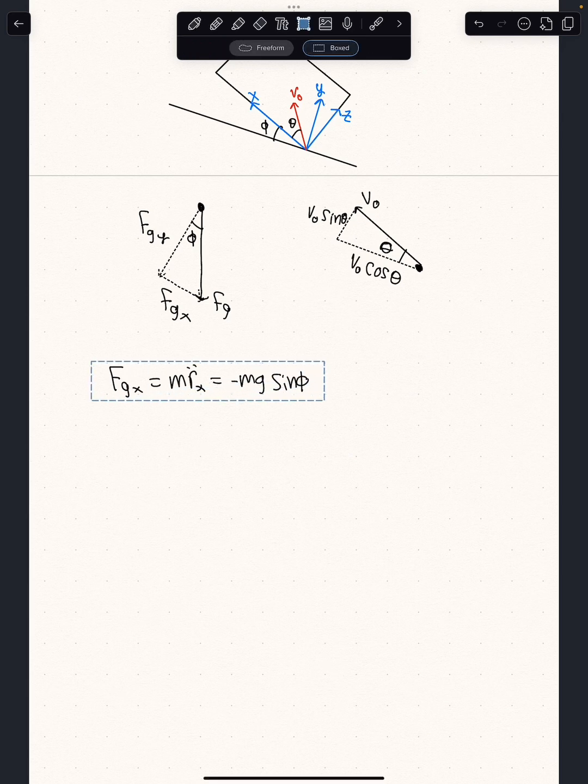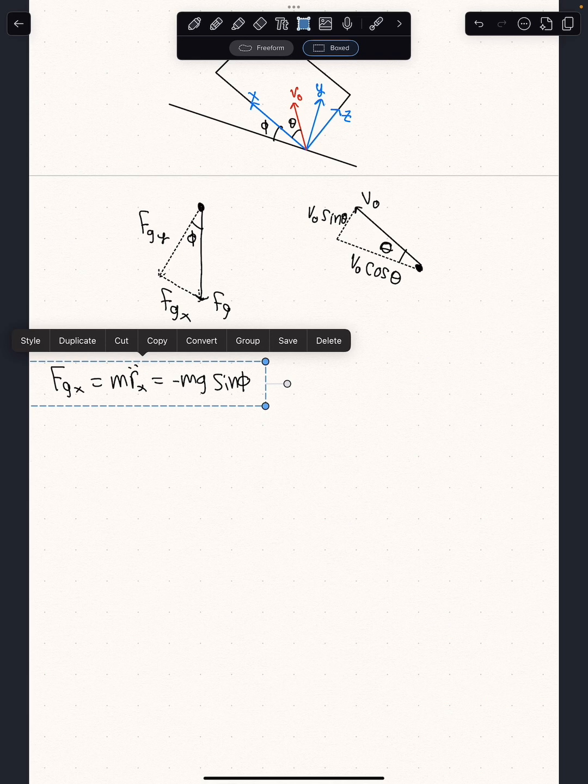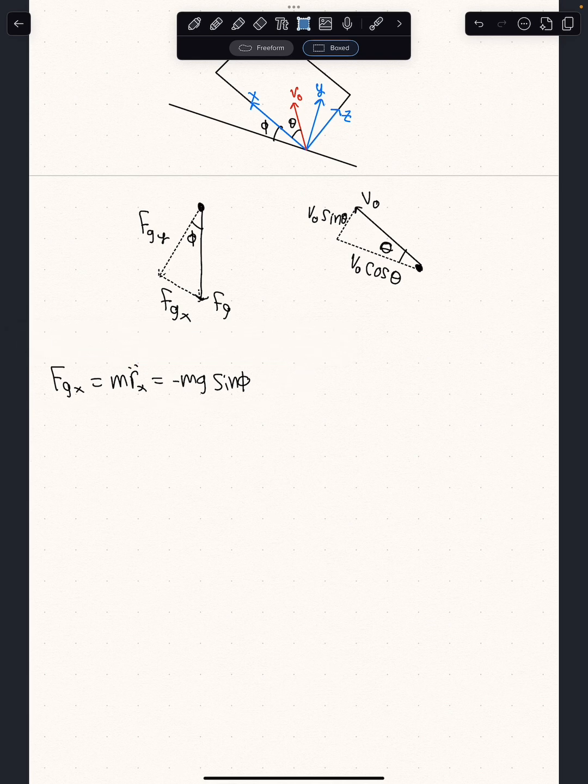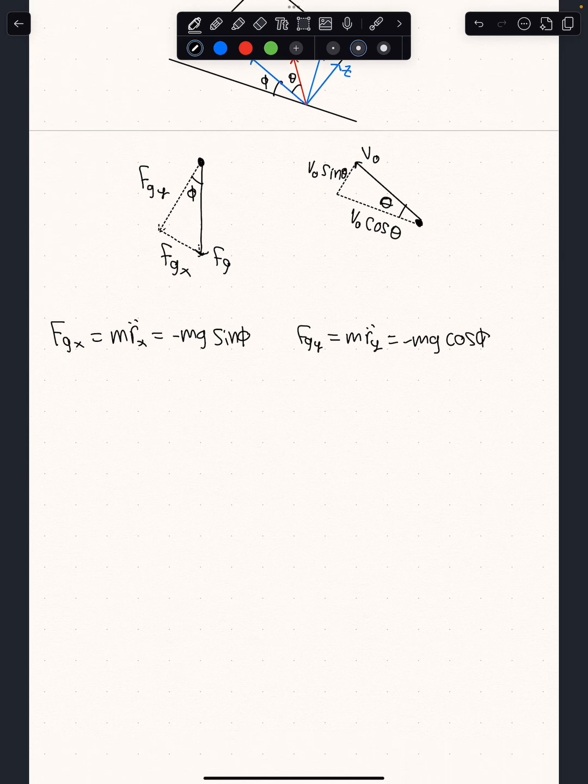I think we should move this over, do Fgx on the left side, and Fgy on the right side. Fgy is equal to m r double dot in the y direction. This is equal to negative mg cosine phi. Okay, so this is d squared x dt squared, equal to negative mg sine of phi.